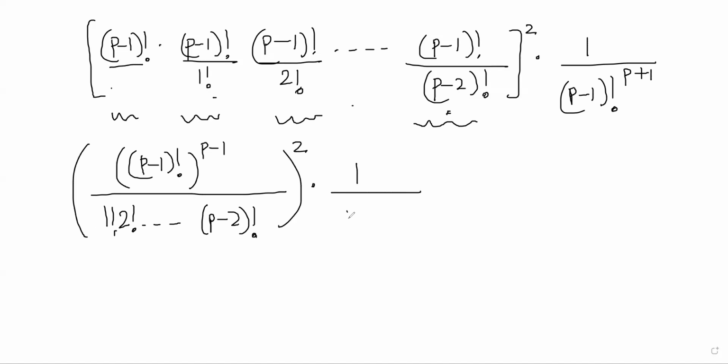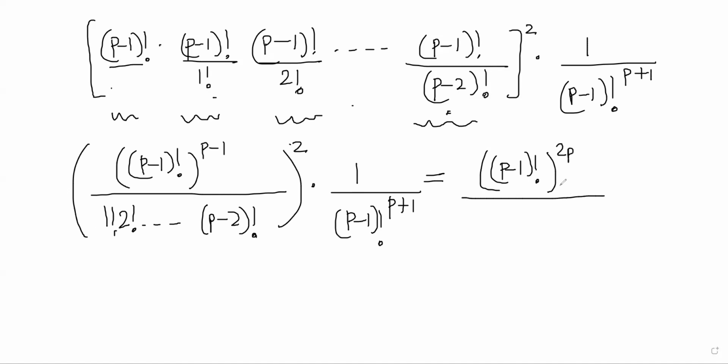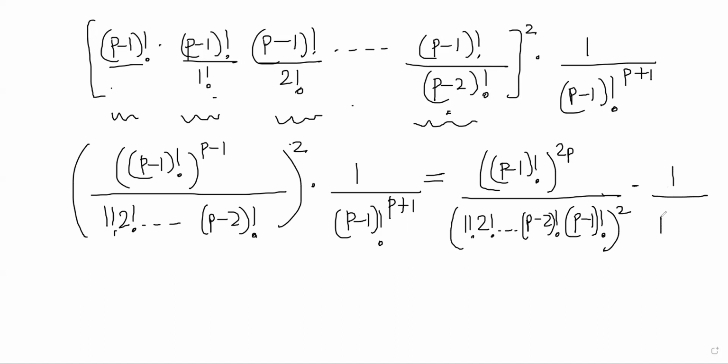And we have on the side 1 by p minus 1 factorial to the power p plus 1, right? Okay. So in order to get it to look more symmetrical, what we can do is p minus 1 factorial. This is 2p minus 2 here, power 2p minus 2. So I'll keep the 2p power on top and put the power 2 in the bottom. So I'll get 1 factorial, 2 factorial, p minus 2 factorial, and p minus 1 factorial whole square here. And outside here I have p minus 1 factorial to the power p plus 1.